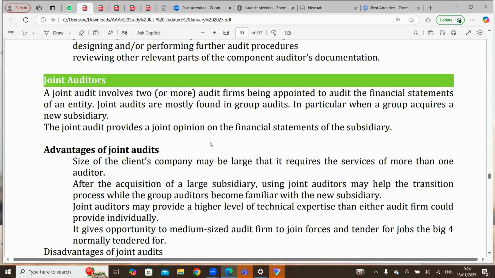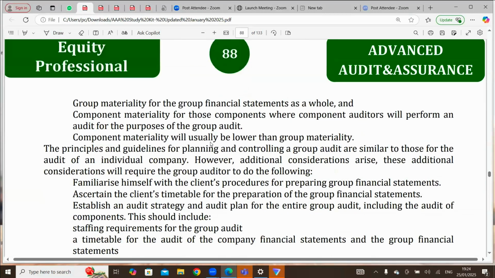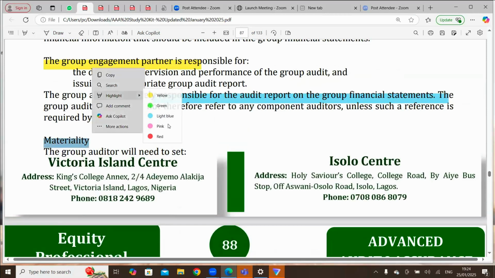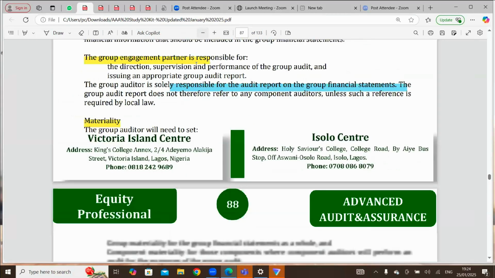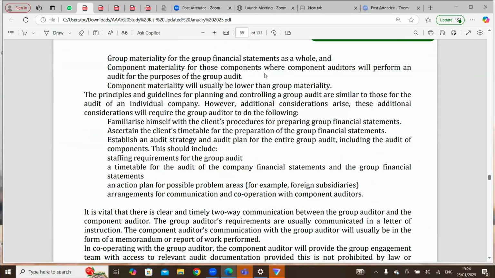Now, the next thing they start to talk about here is materiality. Now we said that the group auditor will need to set the group materiality for the group financial statements as a whole.